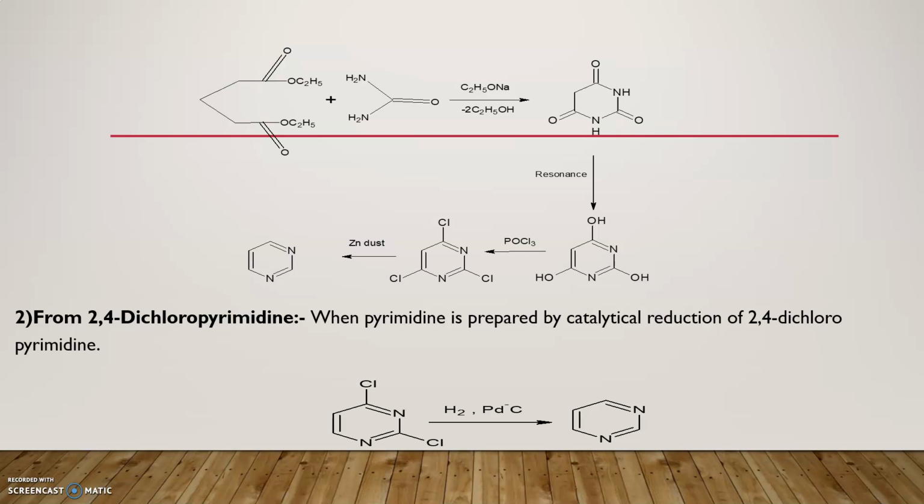The second method for synthesis of pyrimidine is synthesis from 2,4-dichloropyrimidine. When 2,4-dichloropyrimidine is reduced in the presence of palladium on carbon, formation of pyrimidine takes place with loss of 2 hydrogen chloride molecules.